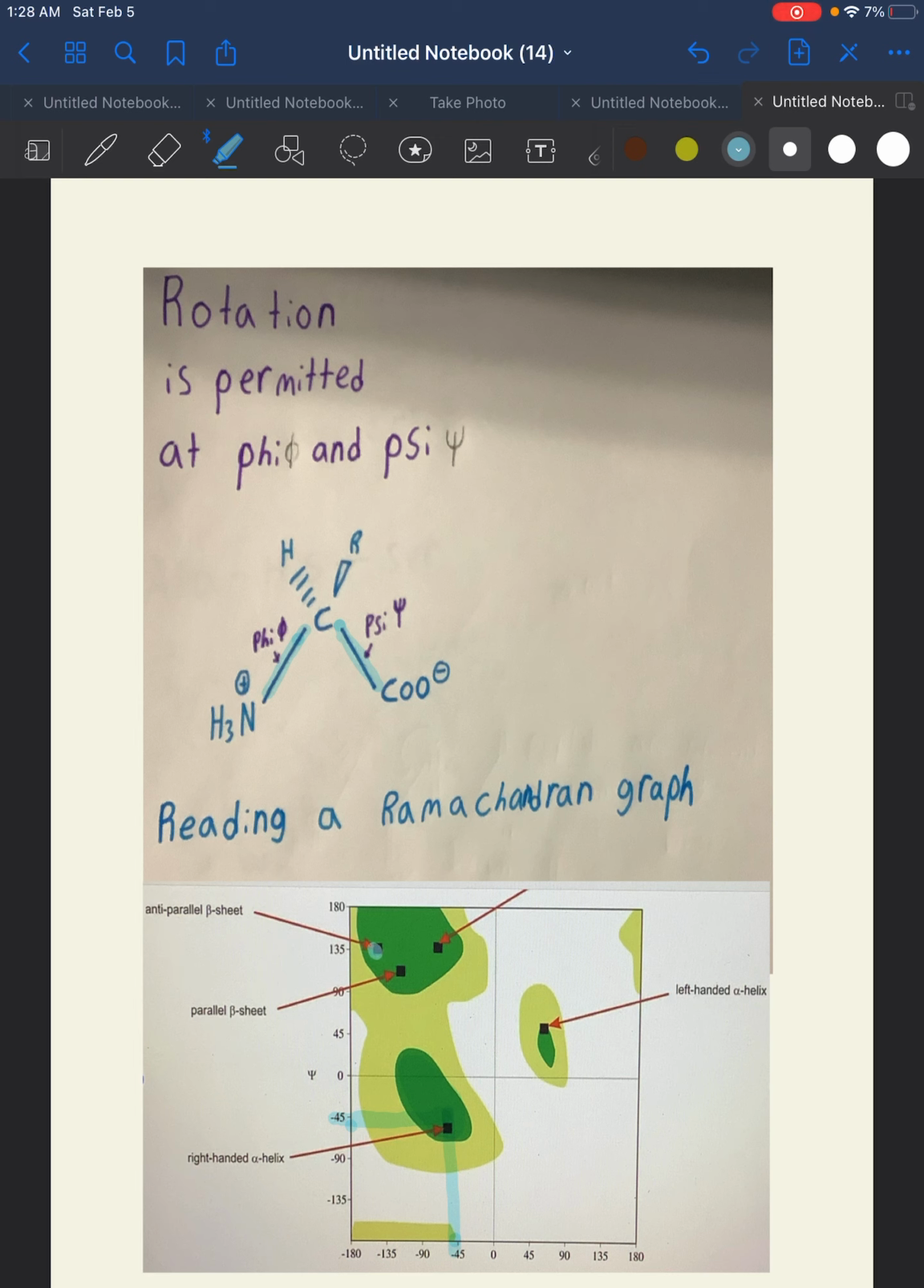Up here, you would have about 135 degrees for your psi, and you would have negative 135 degrees for your phi. I think you guys understand how to read these. You basically just go towards the left and go downwards, and that's then the angle for your psi and your angle for your phi. And it's the darker portions that have the desired angles.